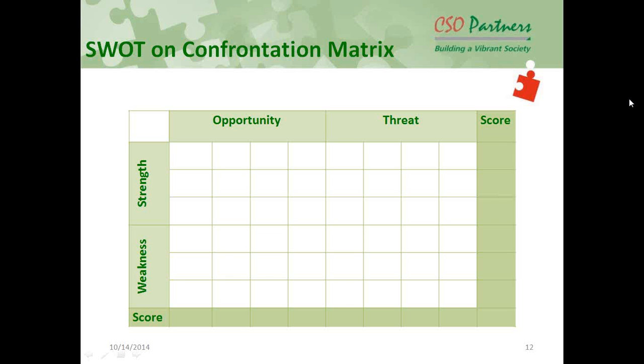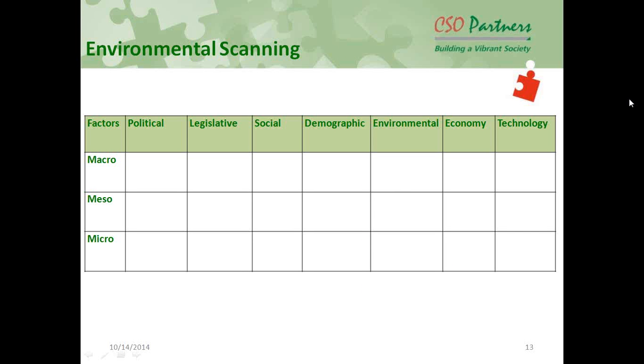I said that on all the matrices, if you can assign numbers for each of these, then probably you can have a very clear picture of that. Environmental scanning: we talked about PEST, but this is a little longer list I have given. So we talked about political context, legislative context, social, demographic, environmental, economic, and technological context.